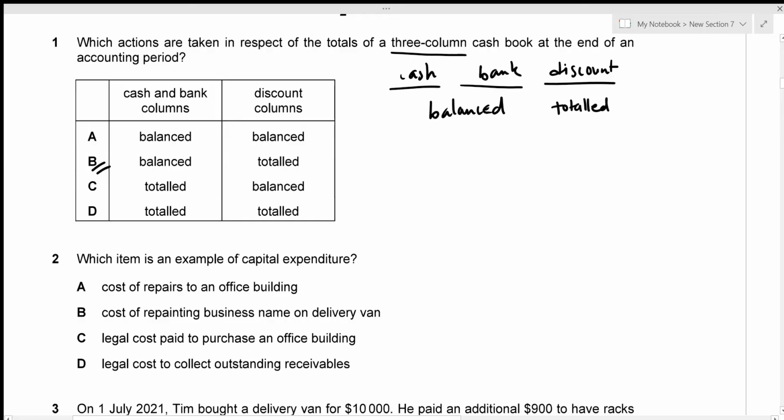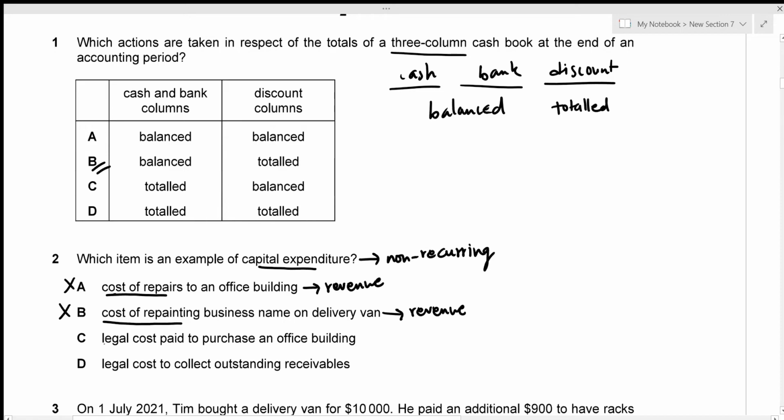Which item is an example of a capital expenditure? So we know that capital expenditures are those expenses that are non-recurring in nature. So they do not occur multiple times or more than one time. The first option is cost of repairs to an office building. So the cost of repairs is something that can occur frequently. So this is not a non-recurring expense, which means that this is revenue expenditure. So this cannot be our answer. The second one we have is cost of repainting business name on a delivery van. Again, the cost of repainting the business name can be of recurring nature, which means that this is also a revenue expenditure. So this cannot be our answer as well.